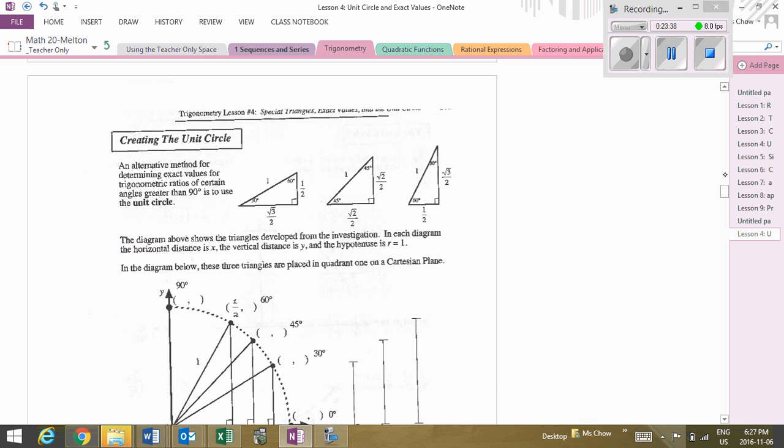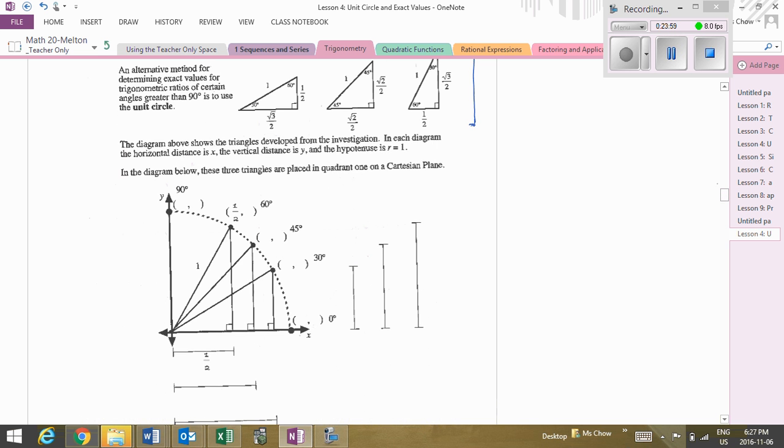Okay, so in terms of creating the unit circle, what we are looking at is a circle that has a radius of 1. We're going to take these special triangles that have r equals 1, or hypotenuse equals 1, and place them onto the axis, and you can see that they've dotted in what that circle is going to look like.